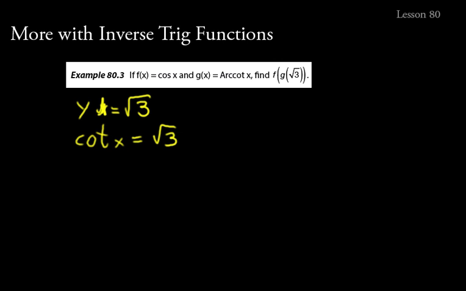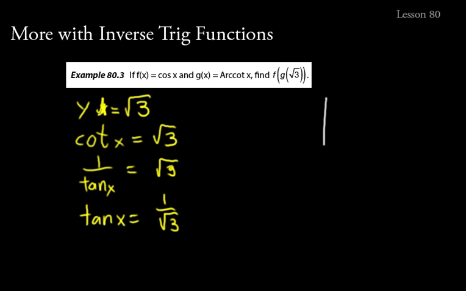What is cotangent x? It's the reciprocal of tangent x, right? 1 over tan x. So we're following a format like we did in example 80.2 here, and that equals square root 3. Rearrange that: tan x is equal to 1 over square root 3. Where does that happen, when the opposite side is 1 and the adjacent side is square root 3? Well, that happens at 30 degrees, right? Think about your lesson 16 rules on this, that table of trig ratios.